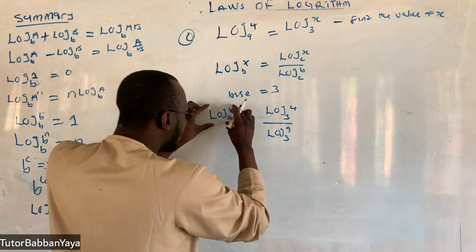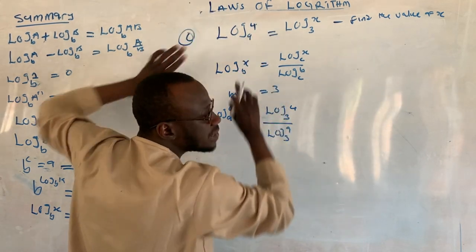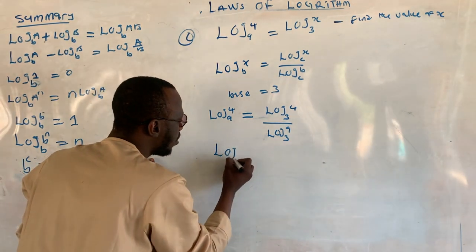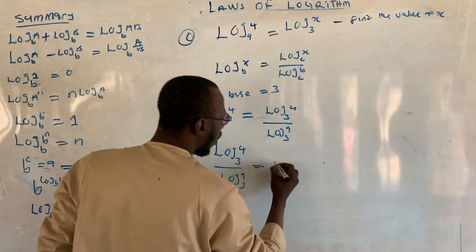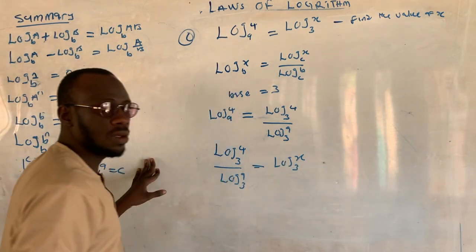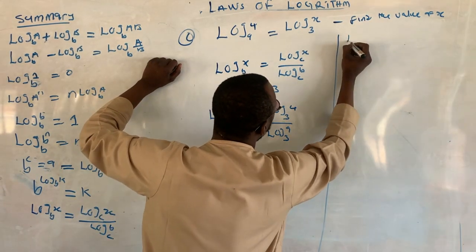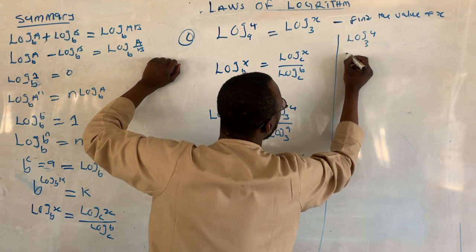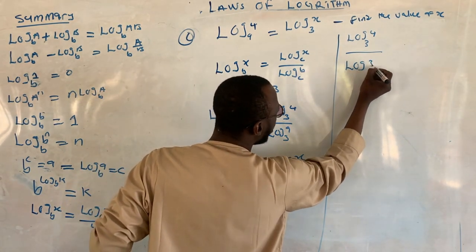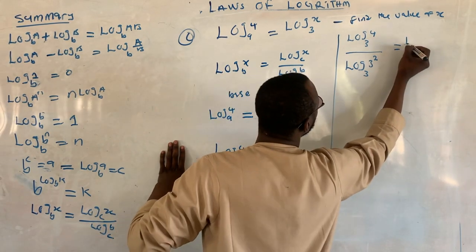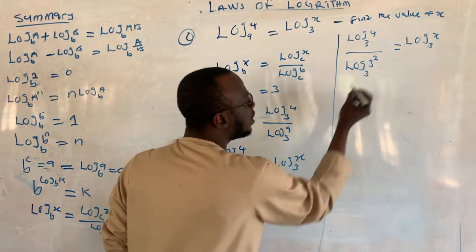In this case, we can substitute log 4 base 3 all over log 9 base 3 with this, since they are equal. So we have log 4 base 3 all over log 9 base 3 equal to log x base 3. Here, 3 to the power of 2 will give us 9. We have log 3 to the power of 2 base 3 equal to log x base 3.